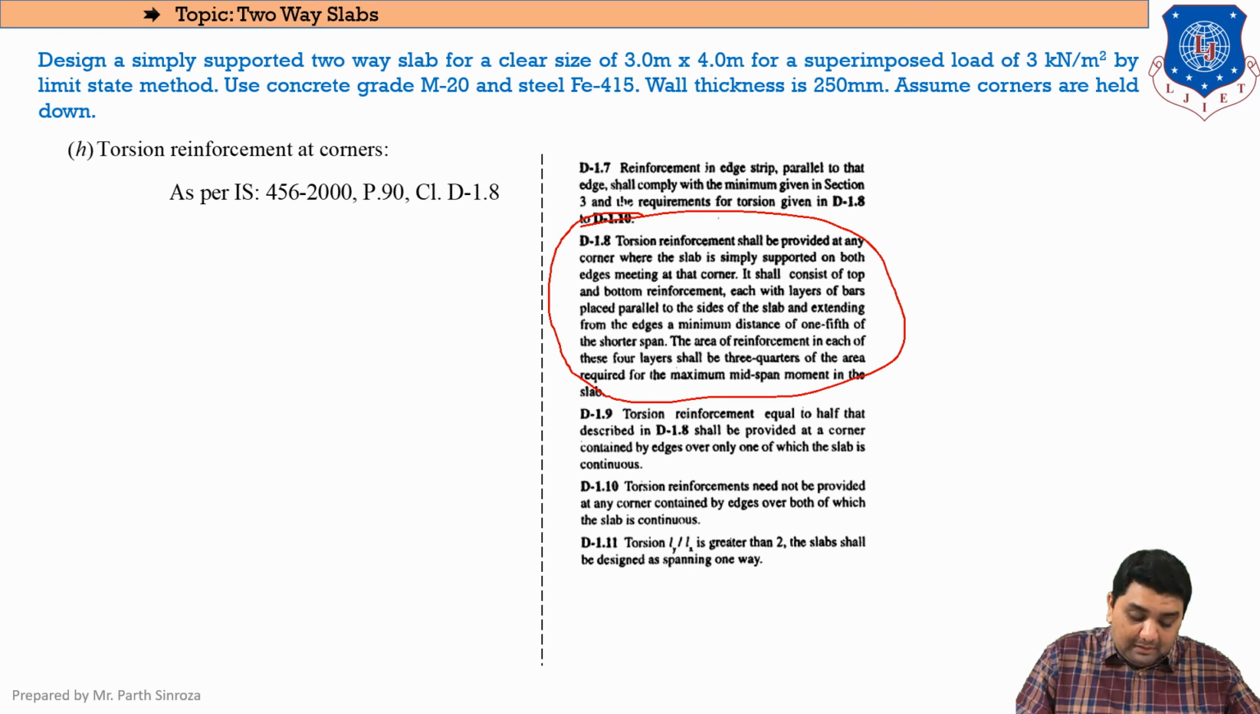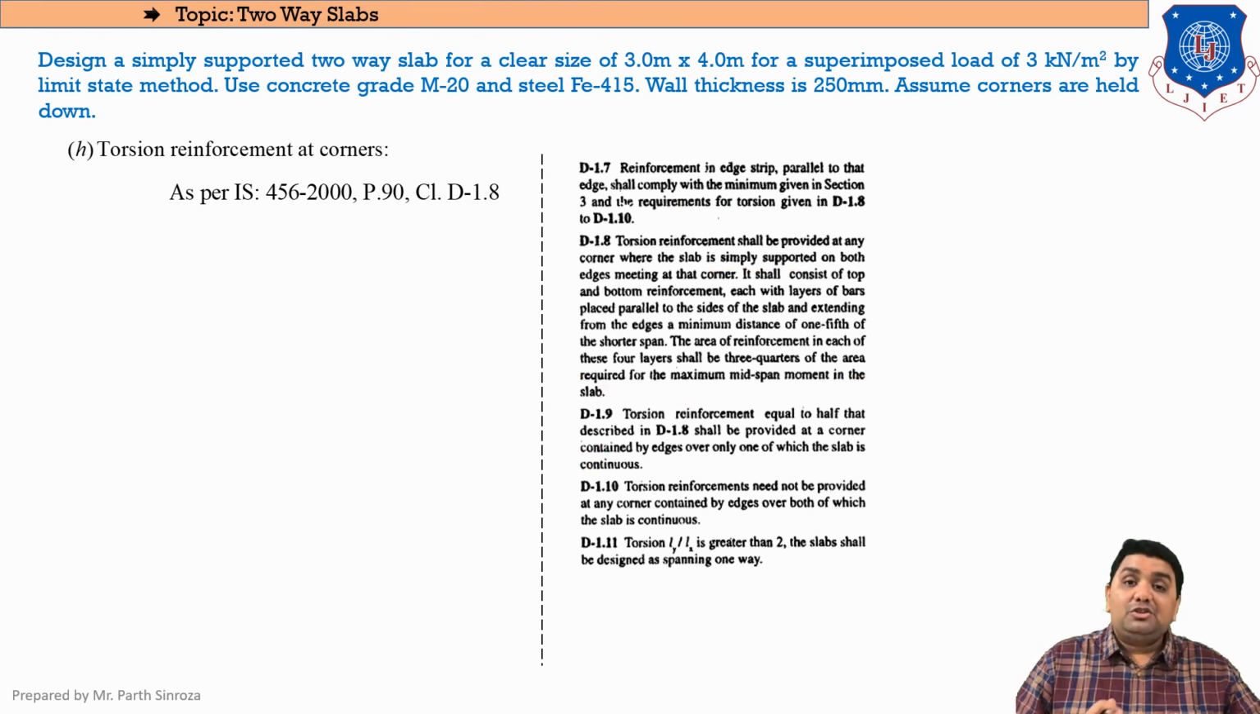And again keep in mind, this clause is for simply supported section, that is two-way simply supported. And if we are dealing with two-way continuous, we'll be checking this clause, that is D 1.9 and 1.10. Clear? So for simply supported, we will always be checking this, that is D 1.8. So now from this we need to identify two things.